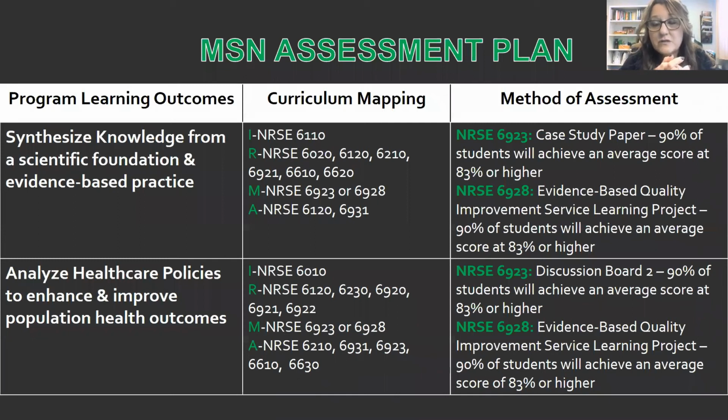And you can see the graduate level expectations there of 90% of the students will get an 83% or higher. So you've got that A, B only situation in grad school. And you can look the rest of this over yourself, where you can see discussion board assessments, projects, and the meeting that learning outcome of analyzing healthcare policies to enhance and improve population outcomes. Again, throughout several courses, they work to meet that outcome.